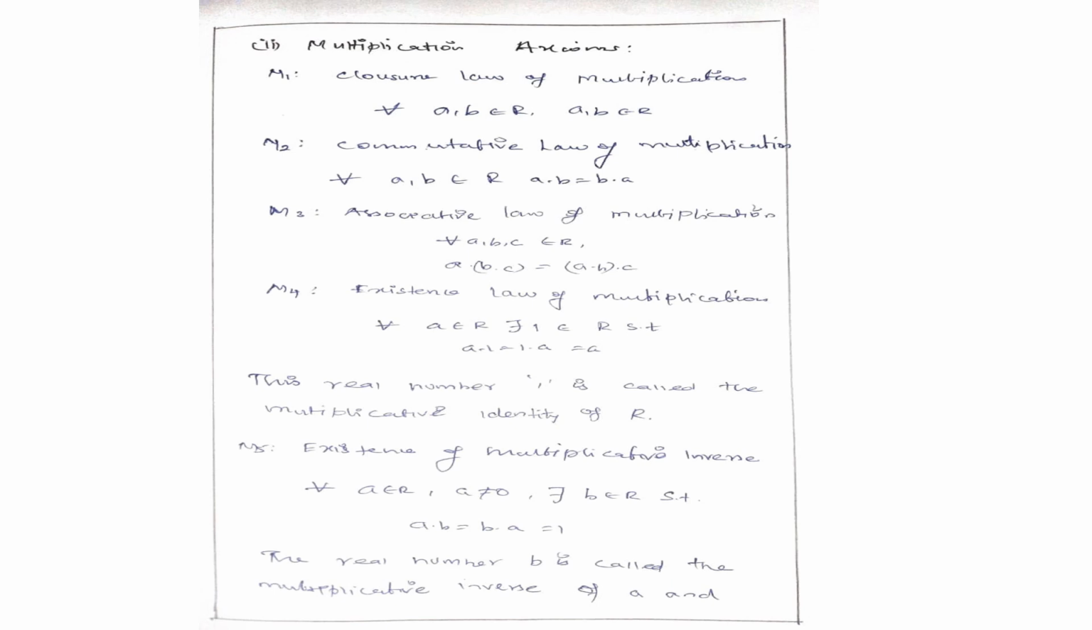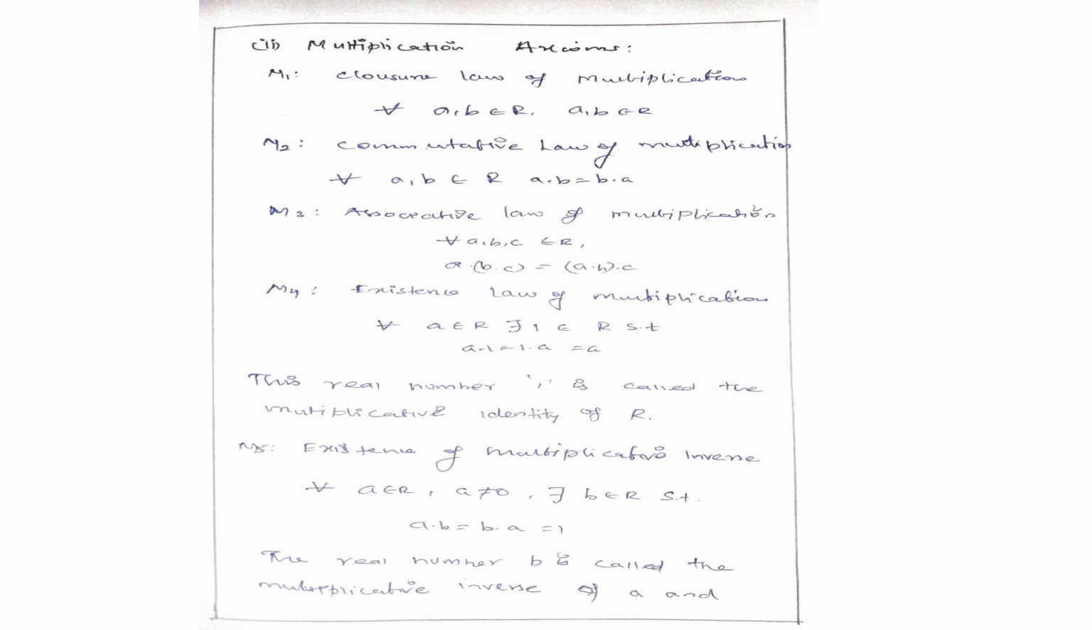So here we are taking a and b, two real numbers which belong to R, the set of real numbers. Then a dot b also belongs to R. Here I am taking the value of a as 2 and b as 3. When we multiply a into b, we get 6. So 2, 3 and the result 6 are also in the set of real numbers R. That is the closure law of multiplication.